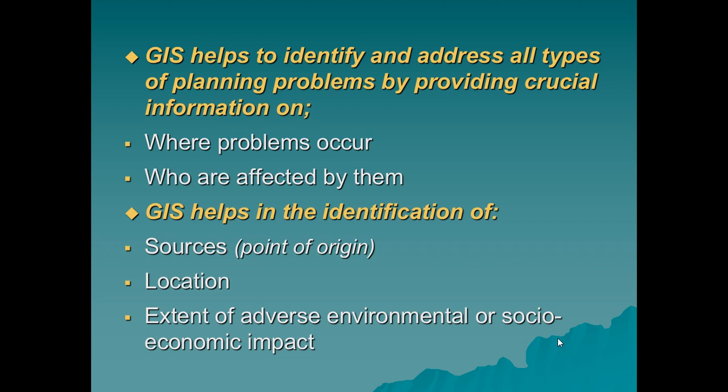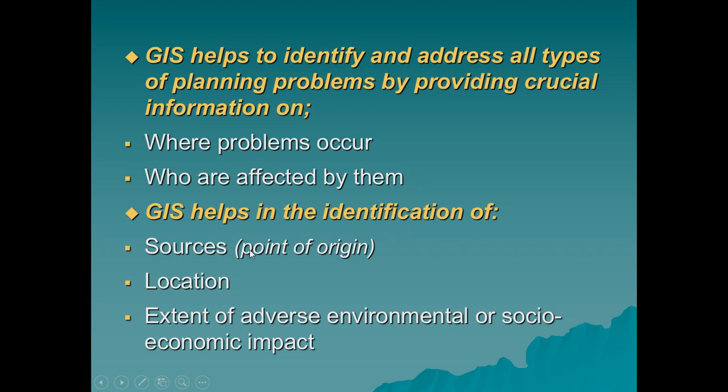So what would the GIS help us to do? It will help us to determine where the problem occurs, that's location, and help us to determine who is affected by those problems, so who is impacted. So we're talking about impact analysis now. GIS mapping will help us to identify impact areas.